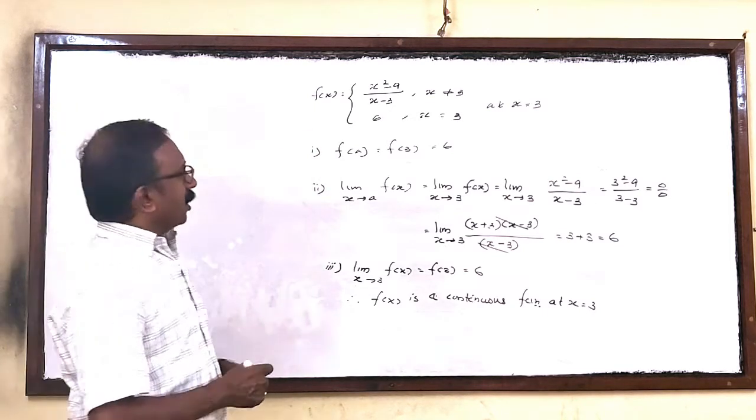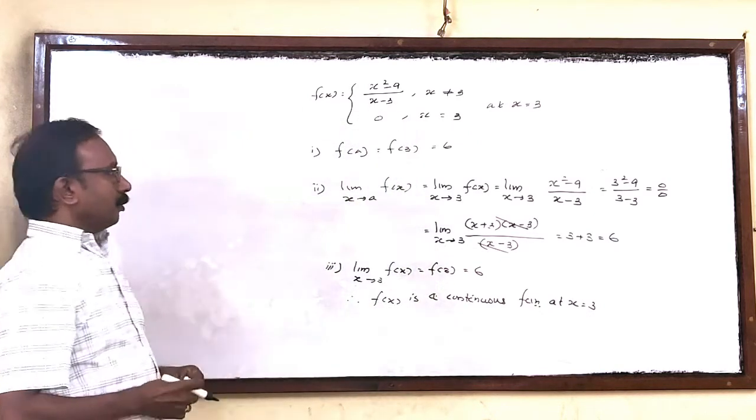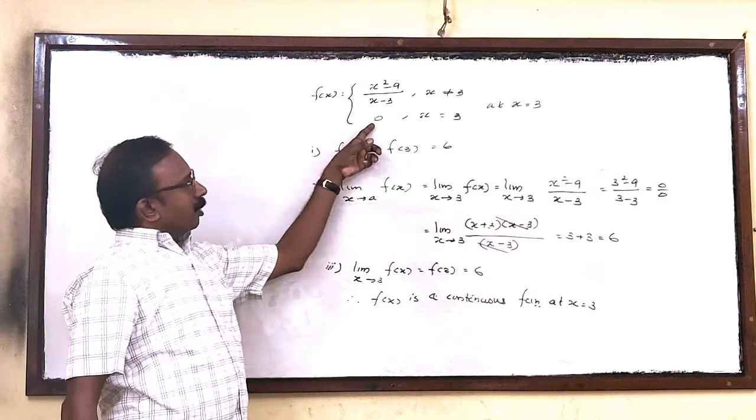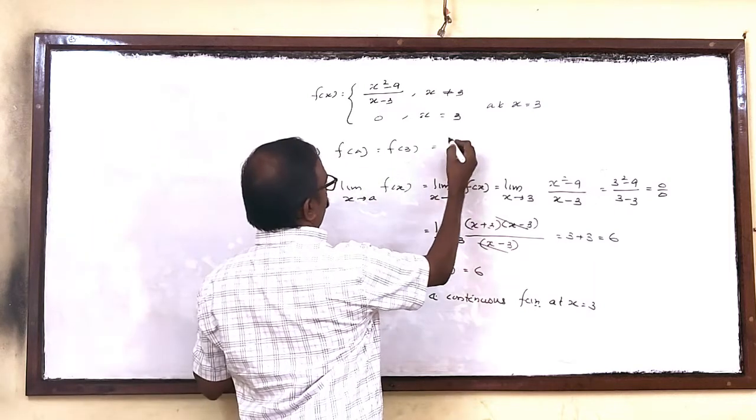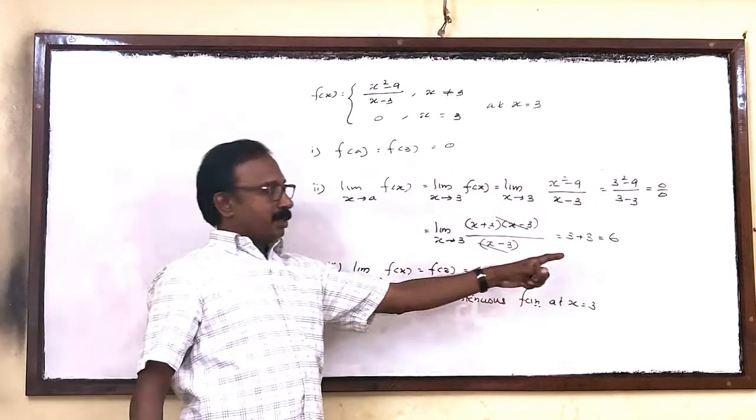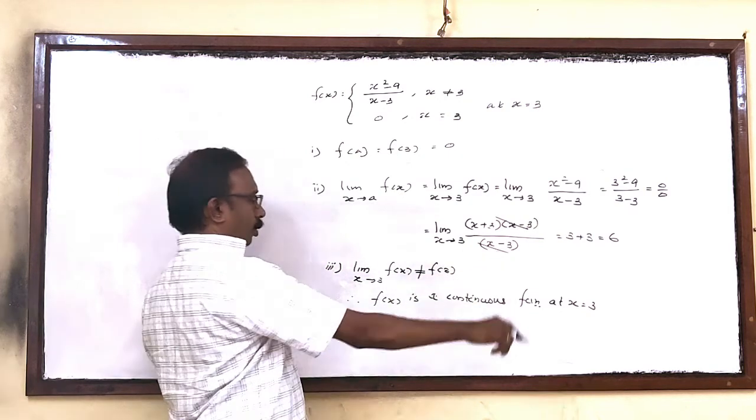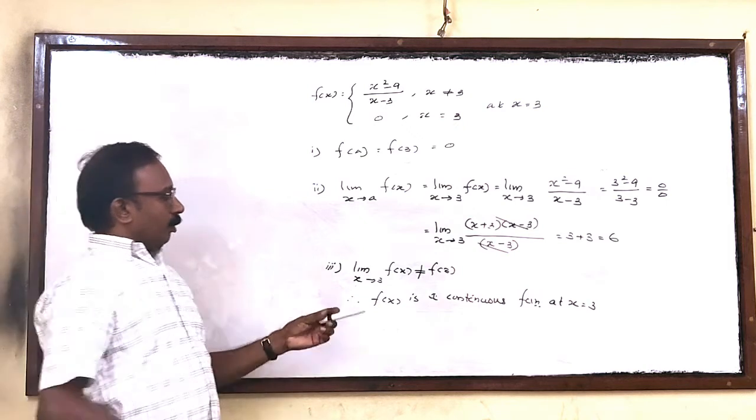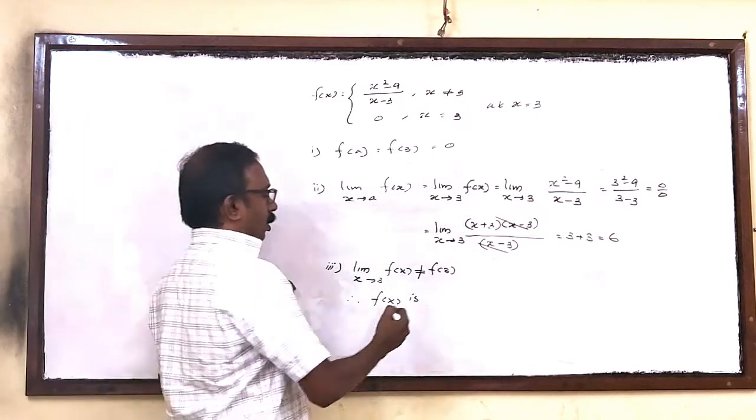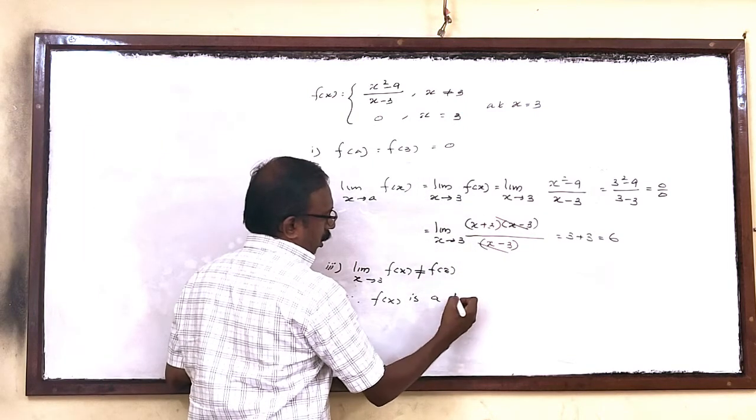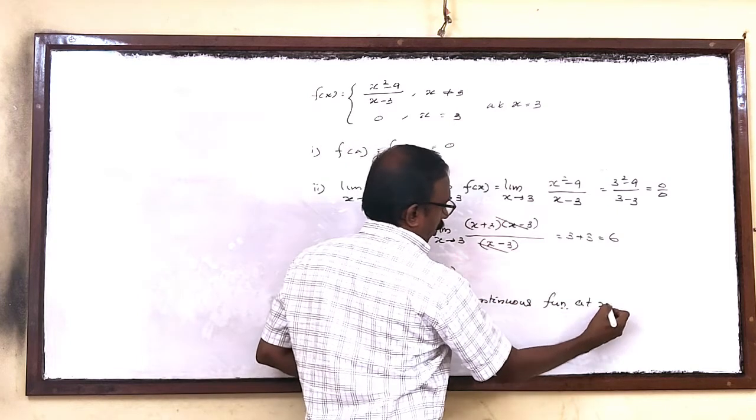Now, we can consider another example. For the second question, I am changing the value of the function at x is equal to 3 to 0. The first condition becomes f of 3 is 0. Second condition is the same, we get 6. But in the third condition, f of 3 is not equal to limit x tends to 3 of f of x. So the function is not continuous, it is known as a discontinuous function at x is equal to 3.